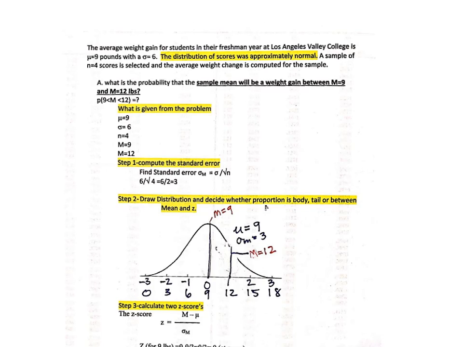Hello, this is Ruby. Today we're going to talk about continuing Chapter 7, Sampling Distribution of the Means, and today we're going to talk about a mean that's between mean and z.